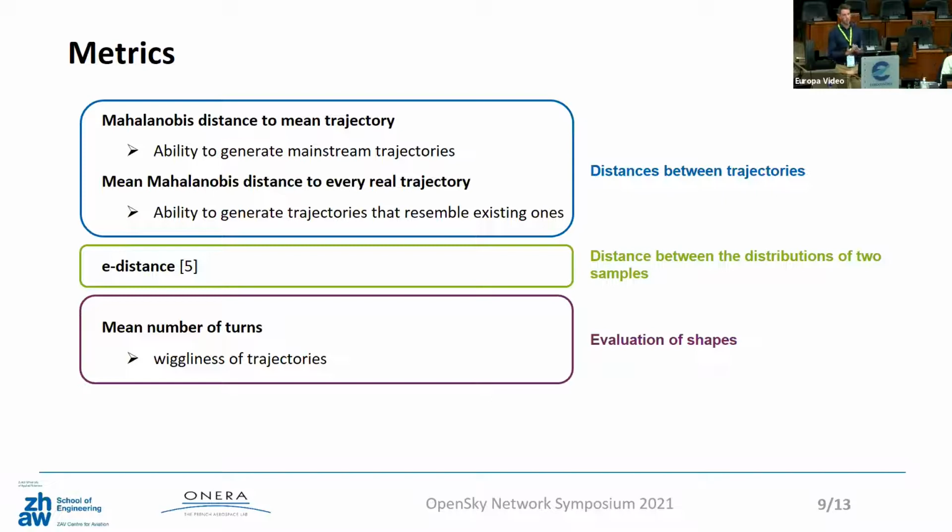So we have to be, of course, a close estimation of the real distribution we wanted. And finally, we have a metric to evaluate the shape of the trajectory, if they are realistic or not, which we actually count only the number of turns of the trajectory, because we noticed that a real aircraft trajectory is mainly composed of straight lines. And so if there are two wiggles, there are too many turns and they are not really realistic.